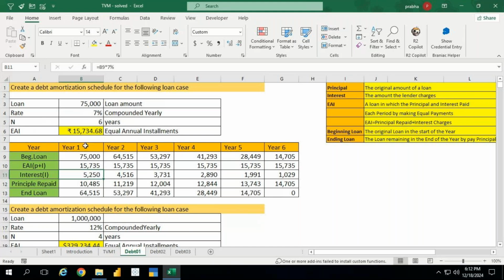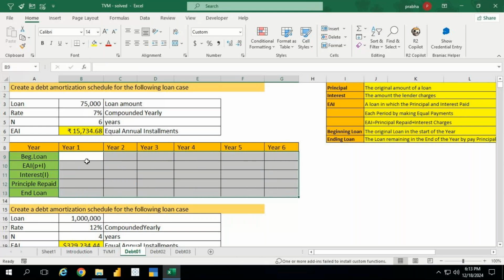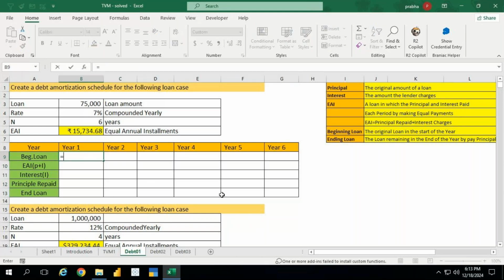Here the details are given: what is the beginning loan, what is the EAI, principal plus interest, what is the interest rate, what is principal repaid, and end of the loan. I have to do this calculation for 6 years, where at the end of the 6th year the loan gets cleared. So how am I going to do it? First I take the loan amount equals 75,000, taking the cell address.